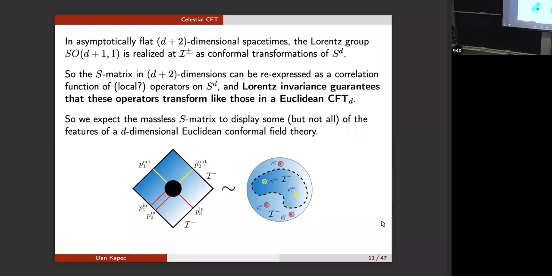What about the unitarity of the S matrix? Because in AdS, there is time on the boundary, so it's clear that bulk unitarity translates into boundary unitarity. Here, time is lost on the boundary. It's much less clear what that's supposed to mean as a constraint on these correlation functions.